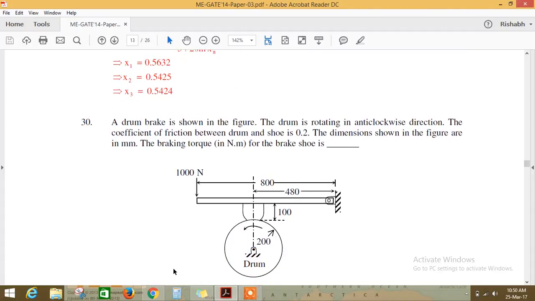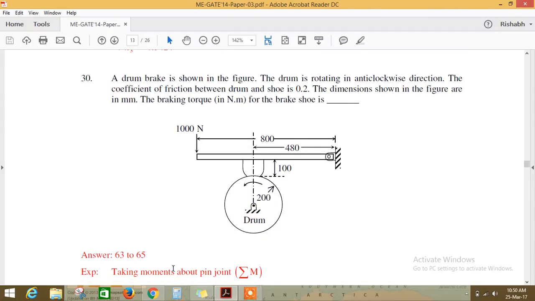Now let's see the last question for this video. A drum brake. This is a question from the belts and ropes kind of thing, or the drum and brakes chapter from machine design. You can study this as machine design. You can also study this topic in theory of machines.